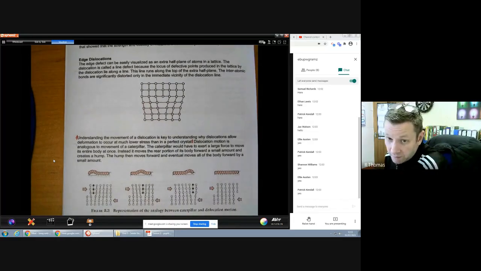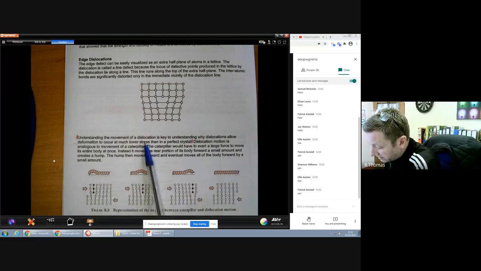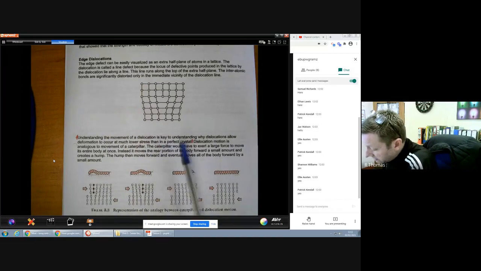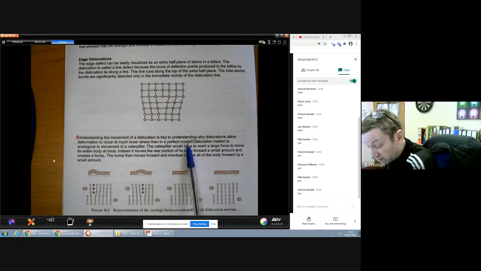Right, so for some of you, it might be a bit early in the day to have that thrown at you. So let's talk about it in more detail. This line here, this sentence here, you need to highlight, okay? Understanding the movement of a dislocation is key to understanding why dislocations allow deformation to occur at much lower stress than in a perfect crystal.